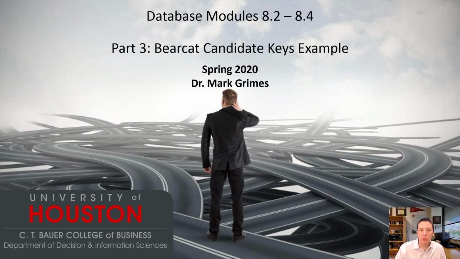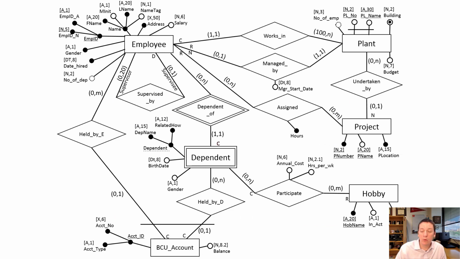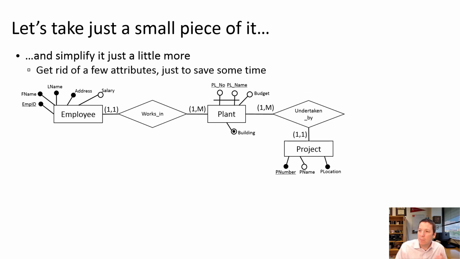Welcome to video 3, where we are going to be going on a trip in the Wayback Machine and talking about the Bearcat model. So a long time ago, we created this beautiful thing, and I imagine most of you could go and create something just like this no problem today. So you guys have come a long way. This is great. But we're going to talk about a small piece of the Bearcat model in this context of identifying functional dependencies and candidate keys and normalization.